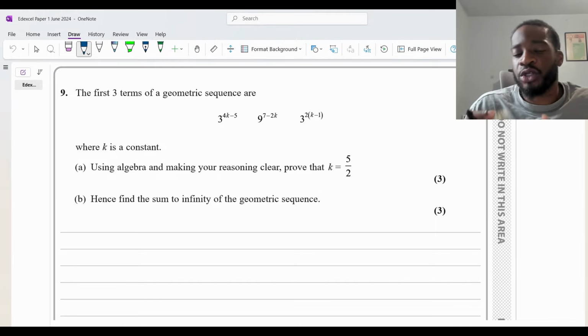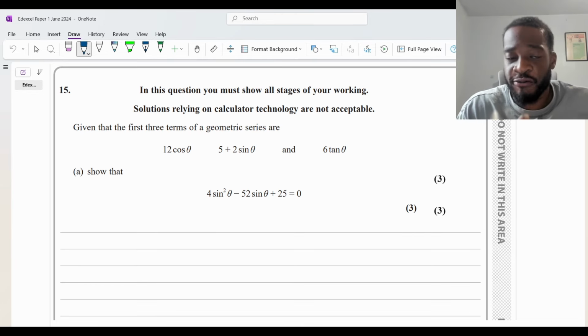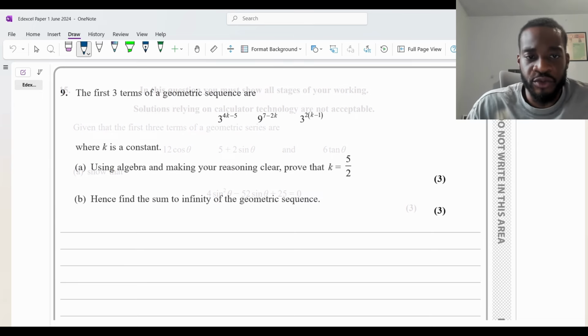This is a very common question as well because I've seen it come up a couple of times. It came up in paper 2, question 15 of June 2022. So definitely have a look at that question. It was a trigonometric question where they had theta. You had the first couple of terms with sine and cosine, and then you had to use your identities to show that you get a certain equation, something like that. But definitely have a look at that.